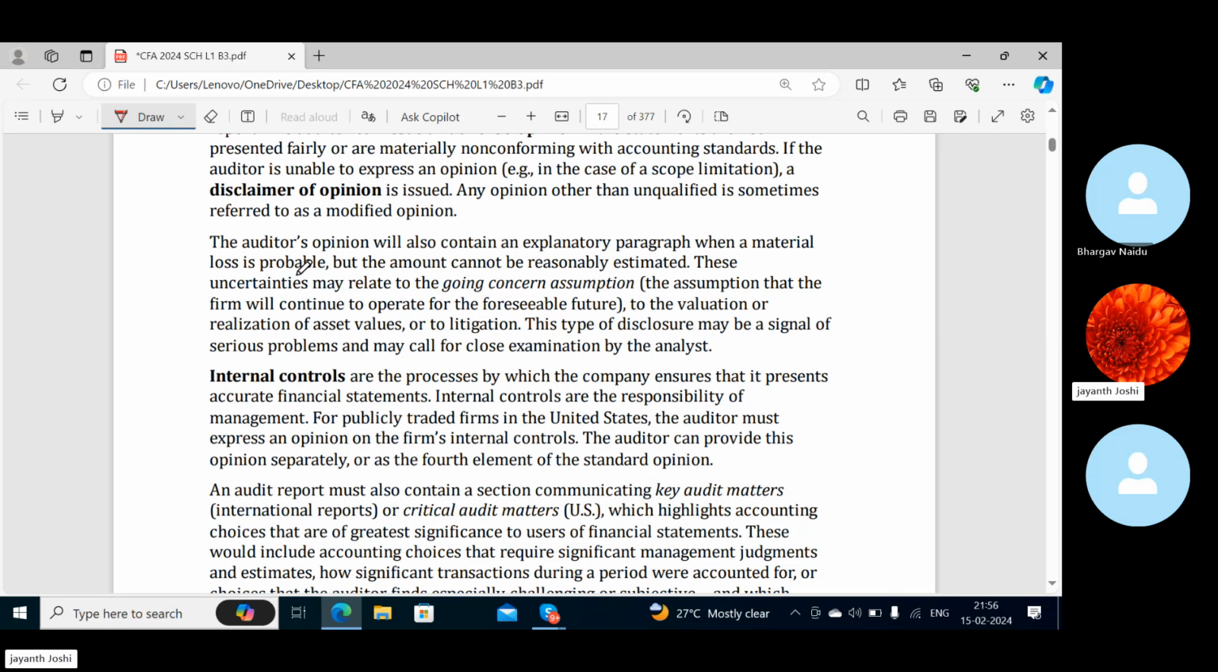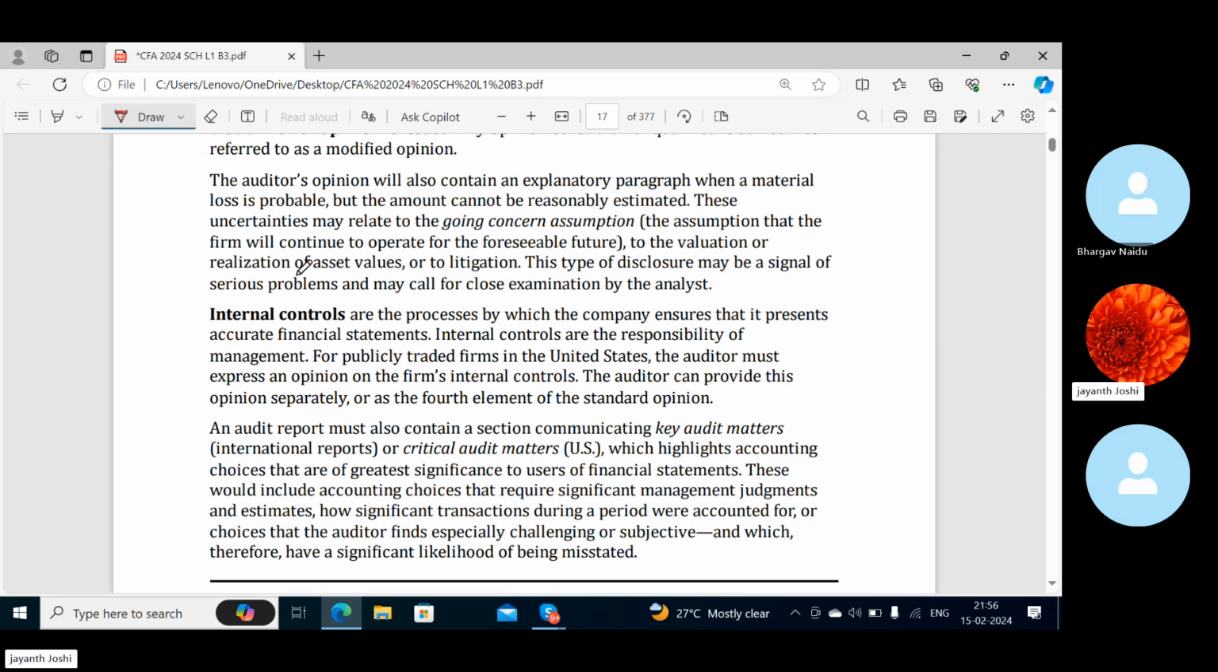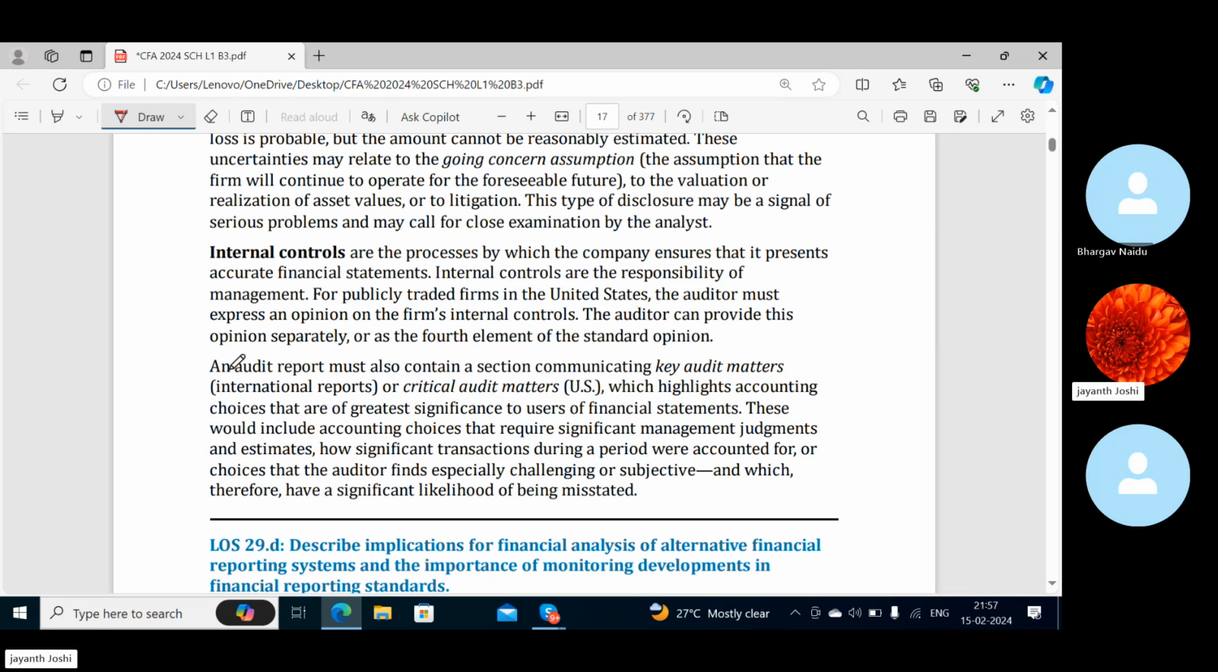Internal controls are nothing but the internal audit department, whose head is like the audit director, because there is an audit committee which is responsible for conducting internal audits in the company, which is headed by the director who has a very good knowledge about audit engagements. Okay, because the knowledge and experience of an audit director is very essential for running the audit committee. And for publicly traded firms in the United States, the auditor must express an opinion on the firm's internal controls. I have already explained that one.